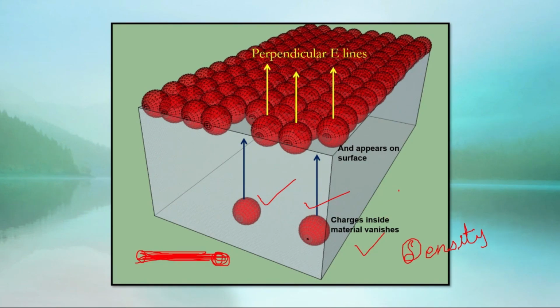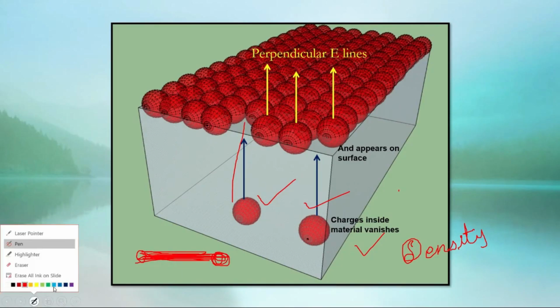In some other topic we will discuss it. These charges disappear inside the material and appear on the surface, and on the surface they flow. From this surface we get the lines of electric field intensity, which are perpendicular to the surface. So for a conductor also, we will have the electric field intensity parallel to that particular conductor.